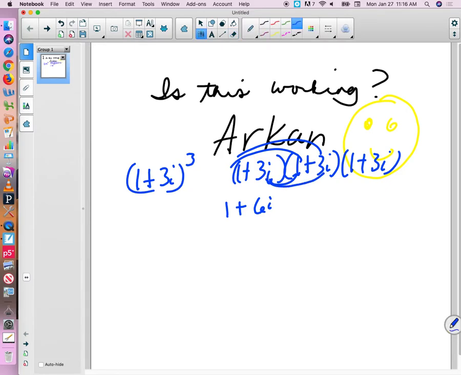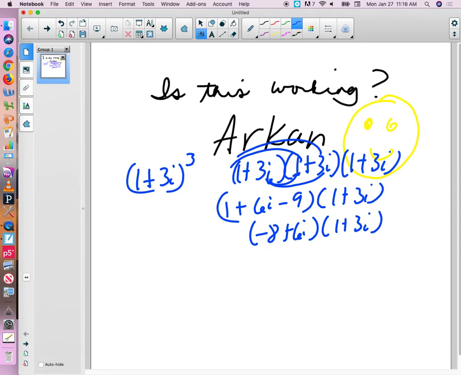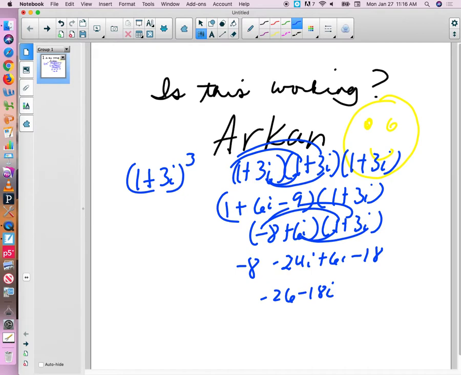That would be 9i squared. So this gives me negative 8 plus 6i times 1 plus 3i. So I get negative 8 minus 24i plus 6i minus 18, because that would be plus 18i squared. So provided I did this right, adding like terms, I get negative 26 minus 18i.